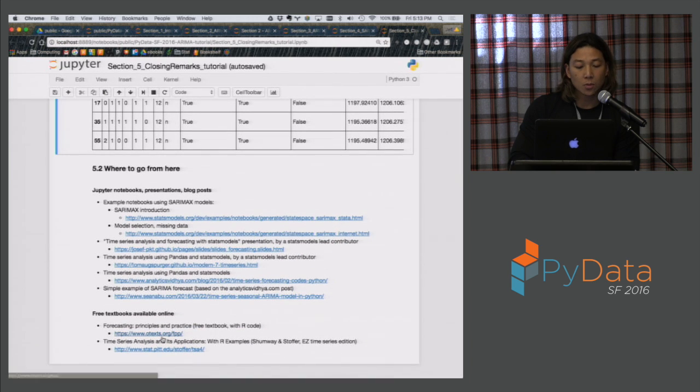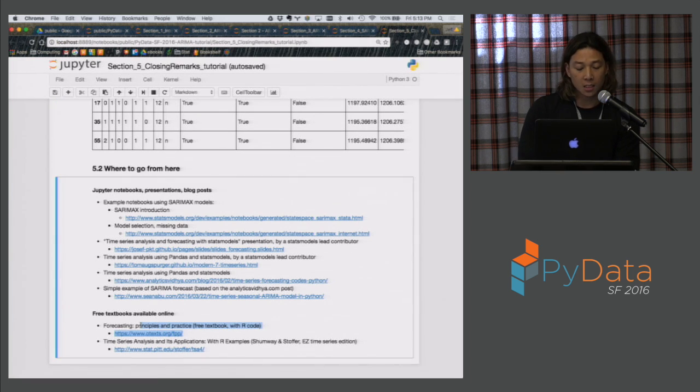One last thing, the resources here. These 2 are free textbooks, which is why we list them for you to check out. This textbook is pretty good. In fact, this textbook is by Rob Hyndman. He is the guy who actually wrote the forecast package, which is extremely popular for R.